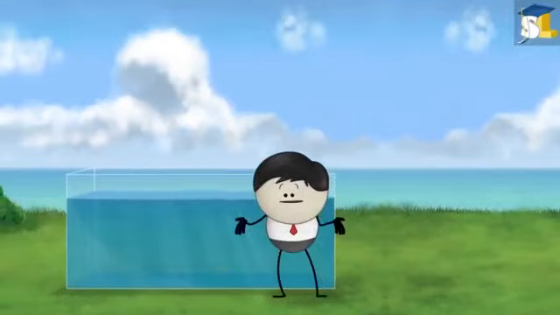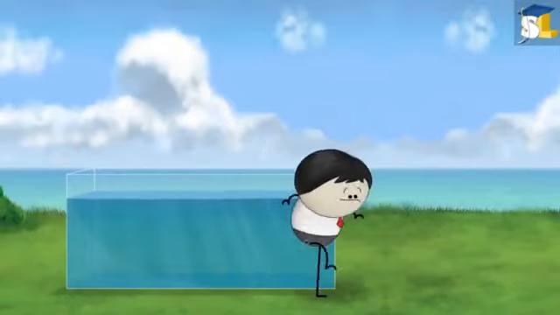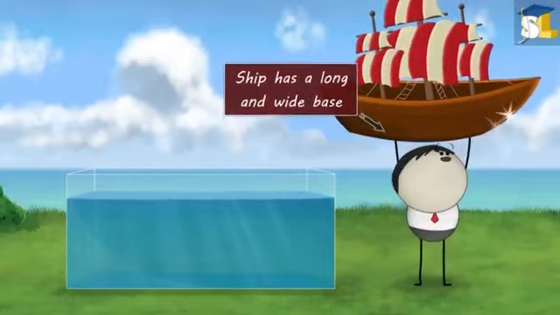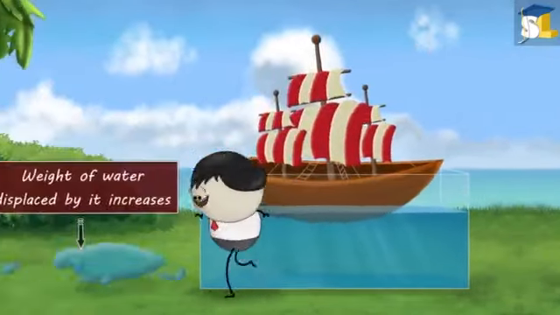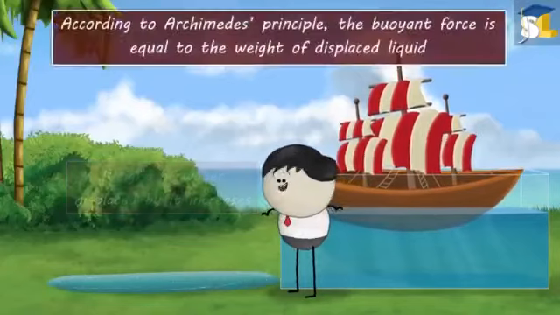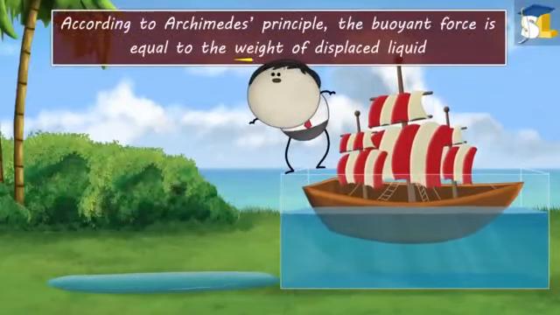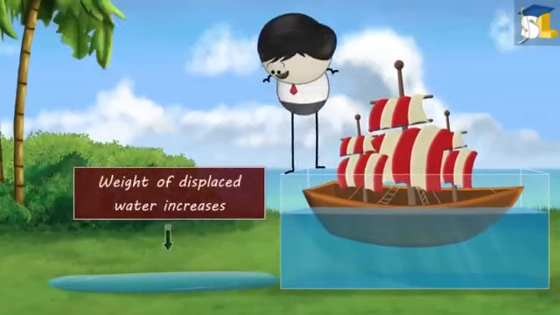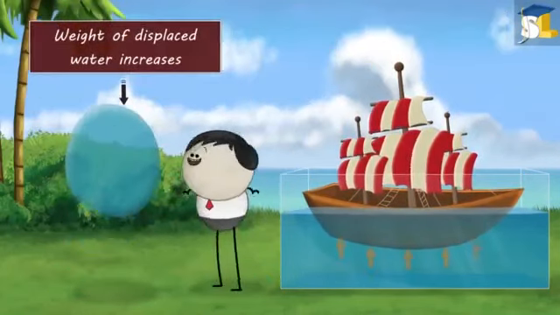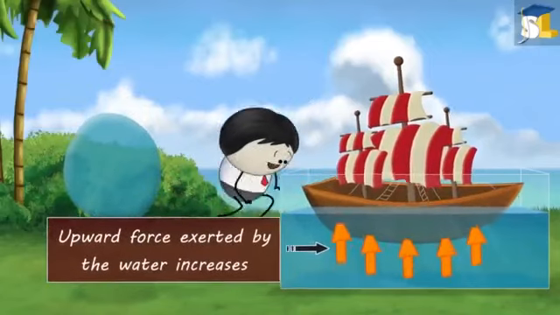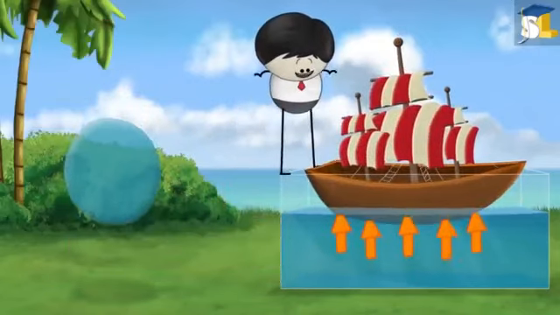Oh man, it is too complicated. Okay, wait, I'll explain. A ship has a long and wide base due to which the amount and the weight of water displaced by it increases. Now, according to Archimedes' Principle, the buoyant force is equal to the weight of displaced liquid. Hence, as the weight of displaced water increases, the buoyant force, that is the upward force exerted by the water, increases, making the ship float.